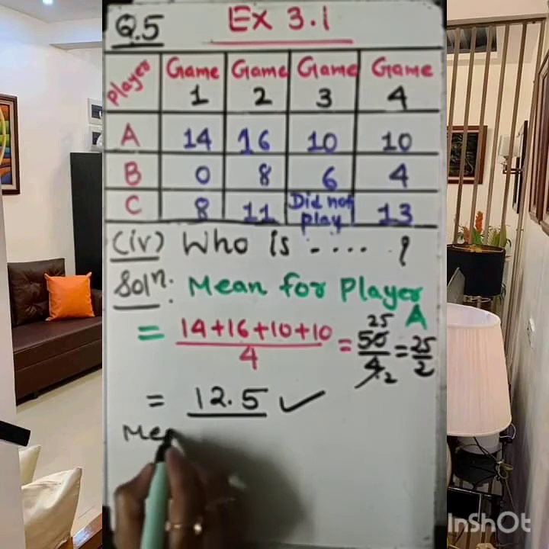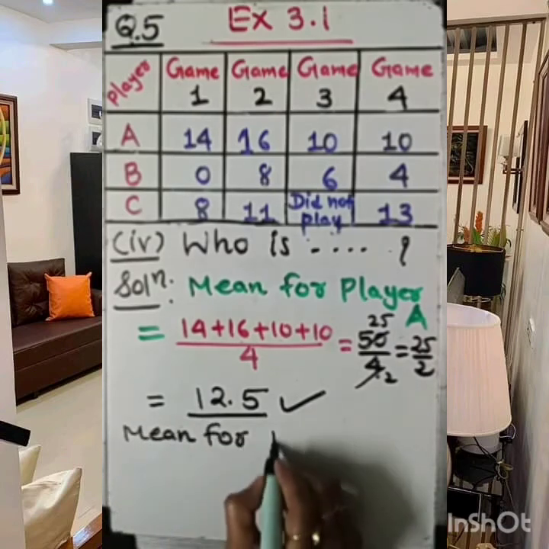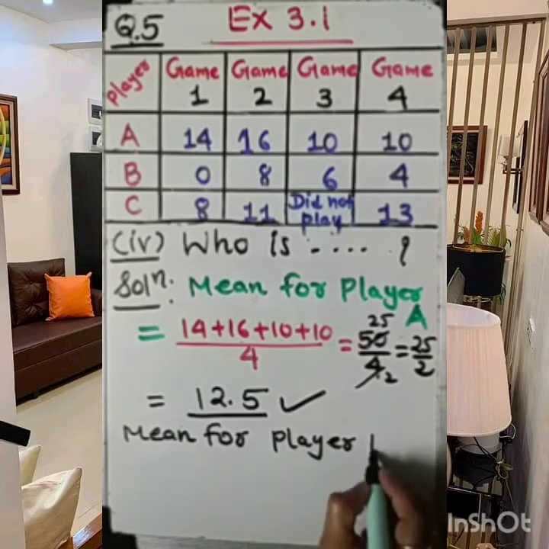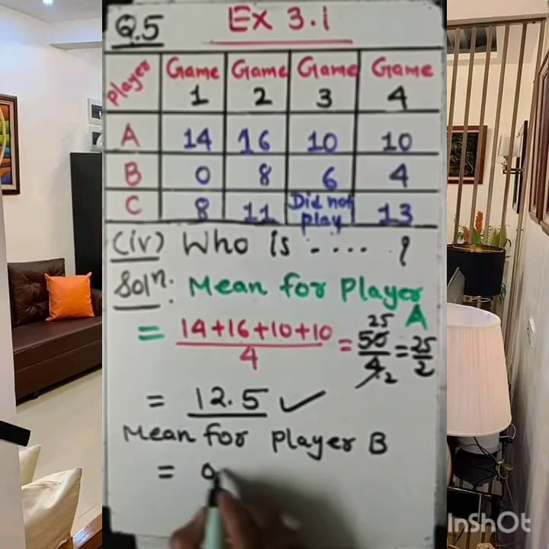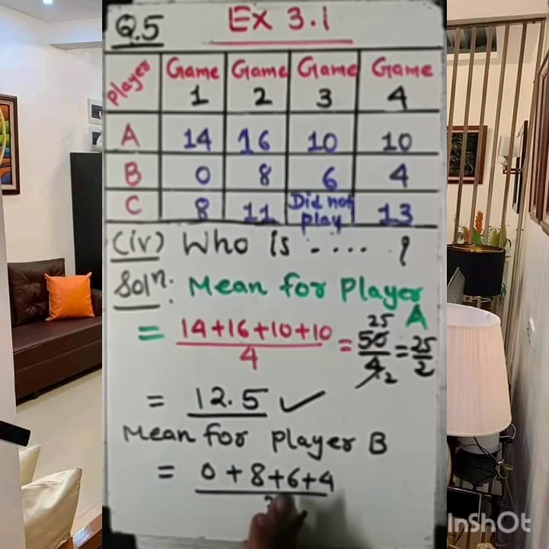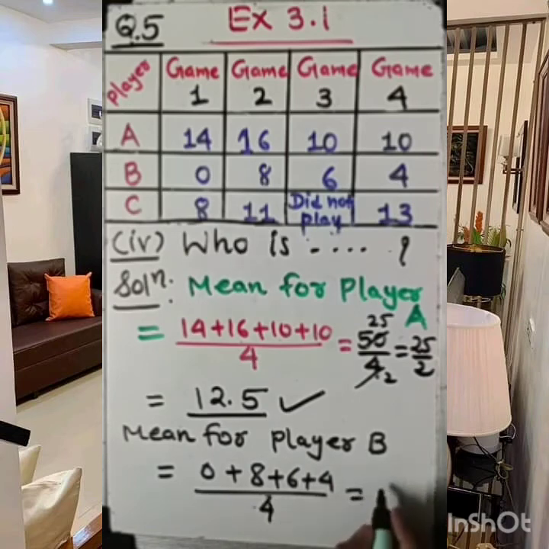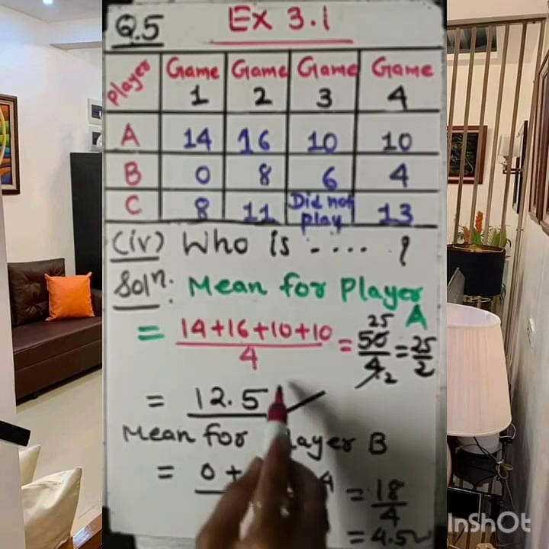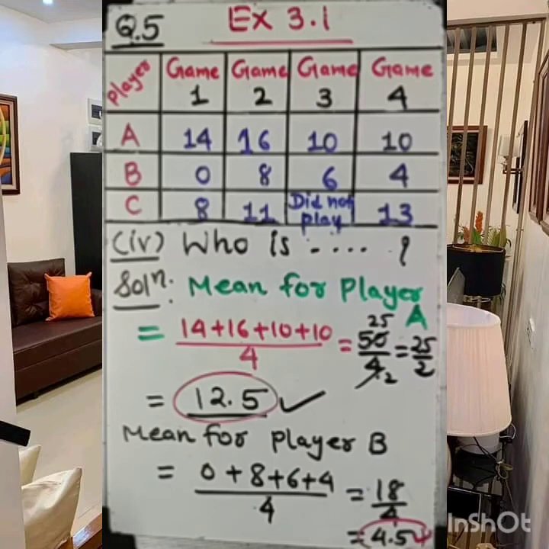Same procedure, we are going to find the mean for player B. Mean for player B is 0 plus 8 plus 6 plus 4 divided by 4. Already we have found that. The sum is 18. 18 divided by 4 is 9 by 2, which can be written as 4.5. So the mean for player B is 4.5. Player A 12.5, player B 4.5. Let's find it for player C also.